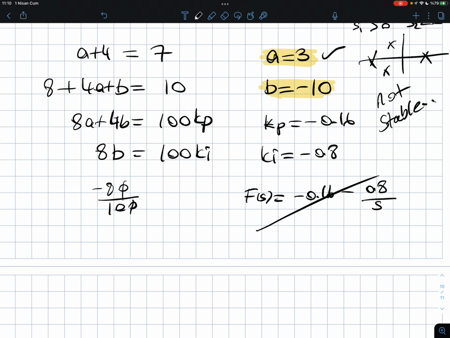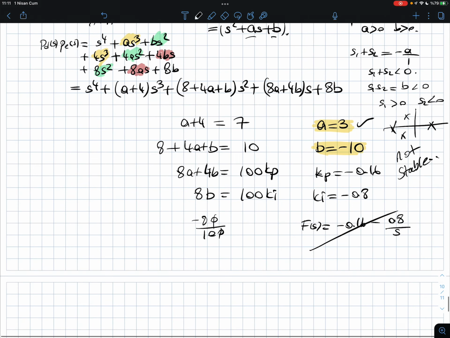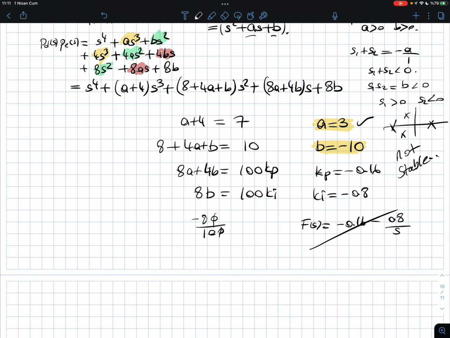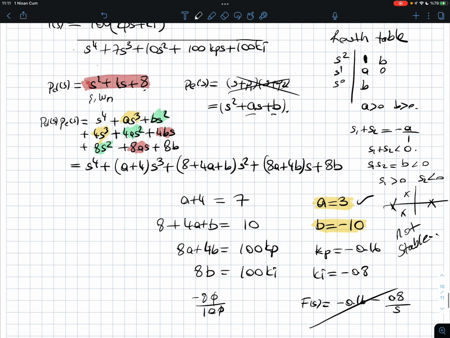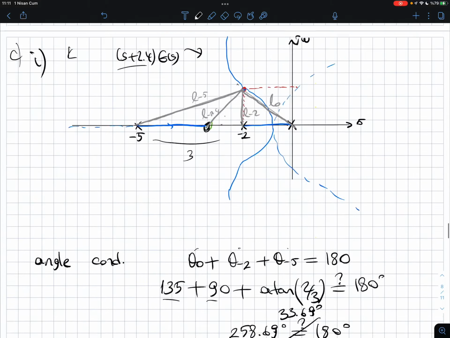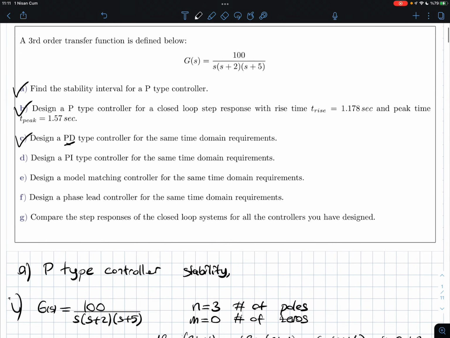So therefore, I cannot design a PI controller that is stable in the closed loop. So therefore, I cannot come up with a PI controller, or I cannot design a PI controller. So we have basically solved D here.